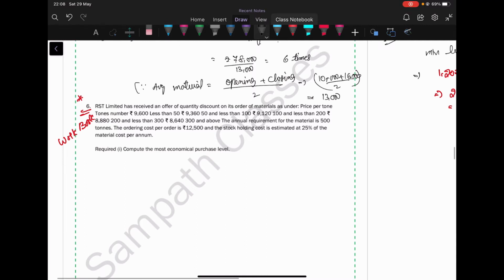Here RST Limited has received an offer of quantity discount on its order of material. What is a quantity discount? If you are purchasing in bulk, they will give you some discount. If you are not purchasing in bulk, they'll give it at the usual rate only. So we need to check whether accepting the discount is acceptable or not. I'll read the question and explain it.